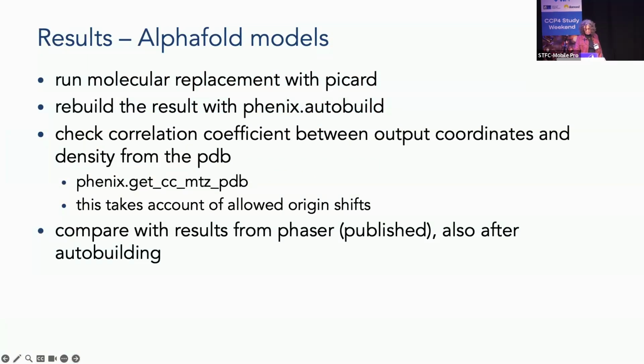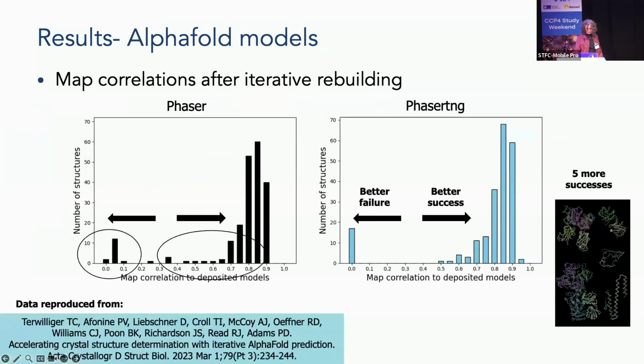So we took the data from the original paper, which was solved with Phaser, and compared it with the results from running Picard. And this involves doing molecular replacement, then rebuilding with Phenix AutoBuild, and then using correlation coefficients to look at the results that are coming out of the pipelines and the results in the PDB. So on the left with Phaser, this is the results from the original paper, just redrawn. And then on the right is the results from Phaser TNG.